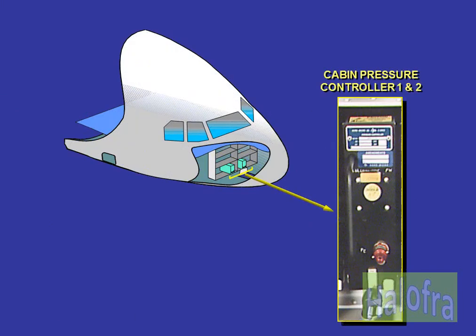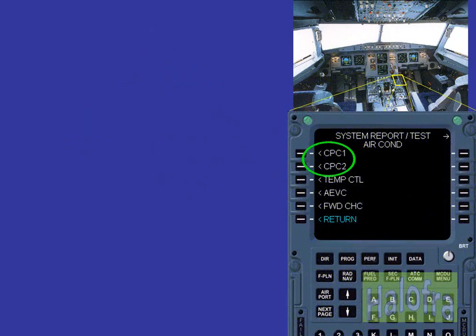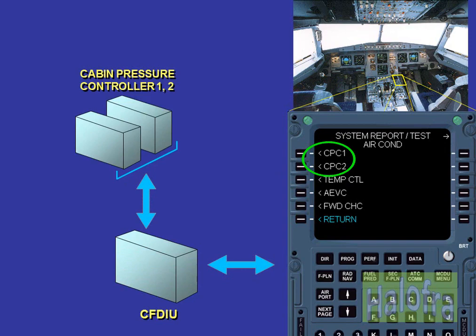Two identical cabin pressure controllers, 1 and 2, related to systems 1 and 2, are located in the forward avionics bay. The two CPCs are connected to the CFDIU for test purposes and fault reporting, available on the MCDUs.